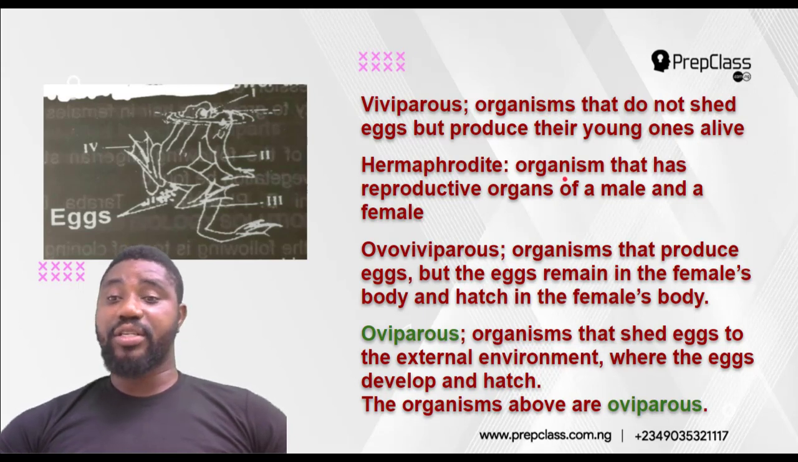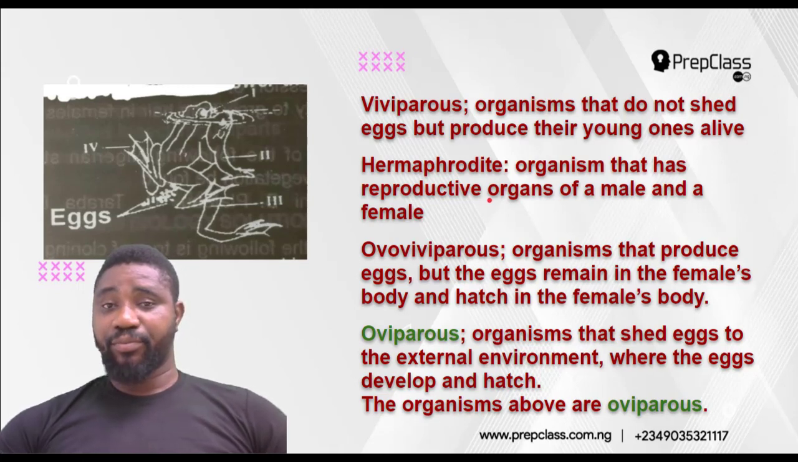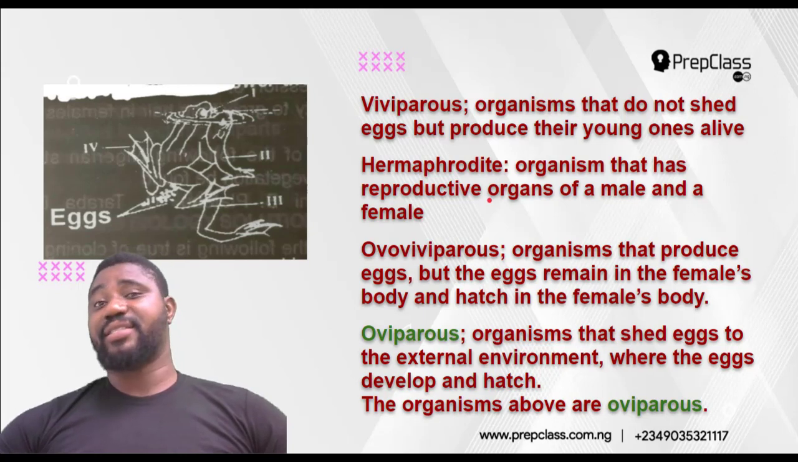Hermaphrodite. Hermaphrodites are organisms that have reproductive organs of both male and female. For example, the hydra is a hermaphrodite. It has both testis and ovary. Any organism that has both male and female organs is a hermaphrodite. Tapeworm is a hermaphrodite. It has testis and ovary.